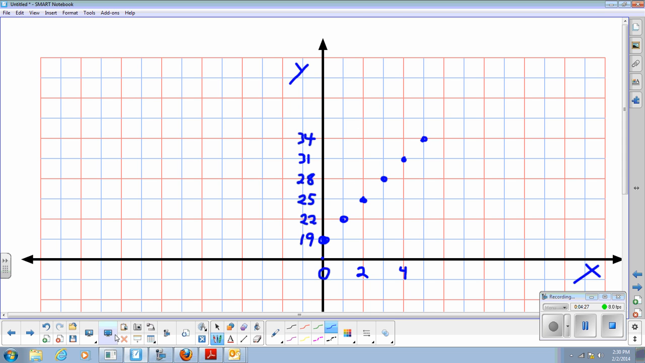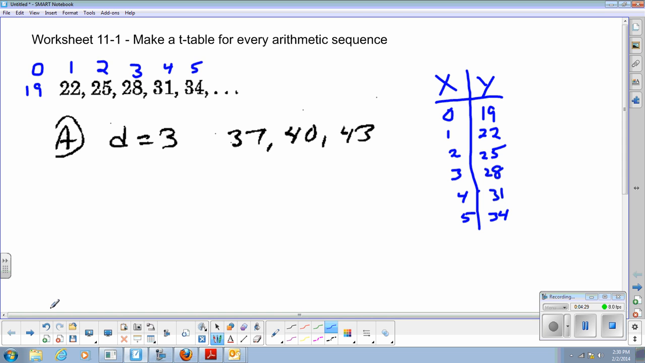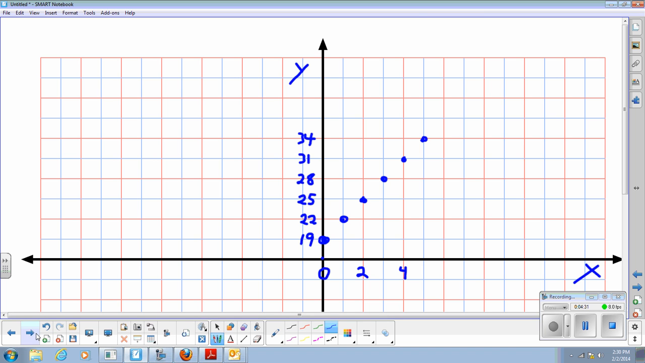So we're going to make t-tables, and after you make your t-tables for those arithmetic sequences, I want you to build a graph. If you have any problems or need help with any of those graphs or the t-tables, bring it to me. I'll be happy to help you with it. So the next step then is t-tables and graphs. Let me know what you need help with.